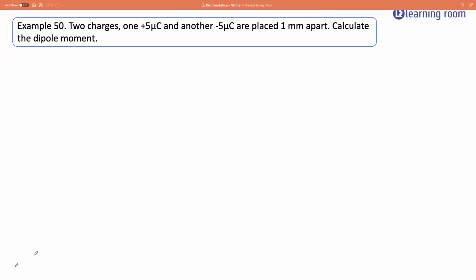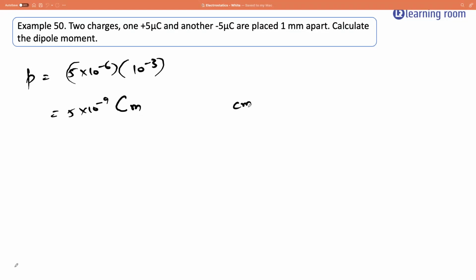Two charges, one of plus 5 microcoulomb and other minus 5 microcoulomb, are placed 1 millimeter apart. Calculate the dipole moment. Answer: P is equal to the magnitude of either of the charges times the separation. So 5 into 10 power minus 6 into 10 power minus 3, so 5 into 10 power minus 9. What is going to be the unit? Cm, Coulomb meter. A common mistake is people write it like this. What is the difference between both? Centimeter and Coulomb meter. Be very cautious while you are writing the units. I've seen this mistake in papers, so be very careful.